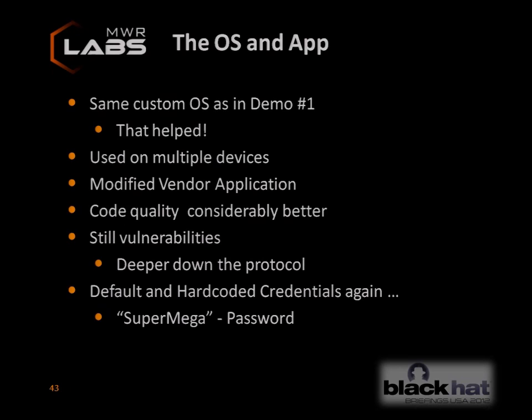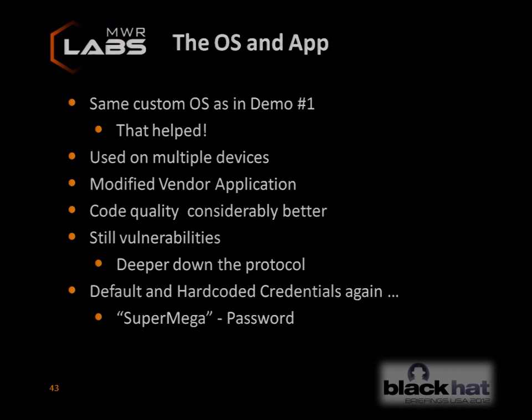And when we were looking at finding flaws in the chip and PIN parsing, we noted that the code quality for parsing the EMV protocol was considerably better than on the first terminal that we were looking at. Still, we were able to find vulnerabilities, and those vulnerabilities were deeper down in the protocol, and they weren't as straightforward to find or exploit as the previous vulnerabilities.